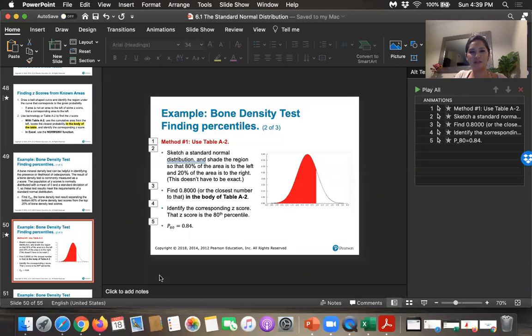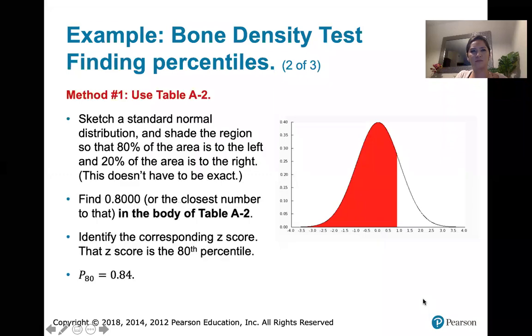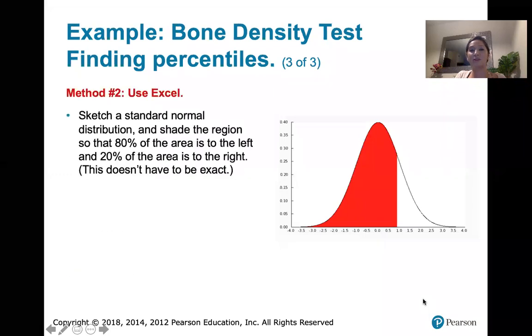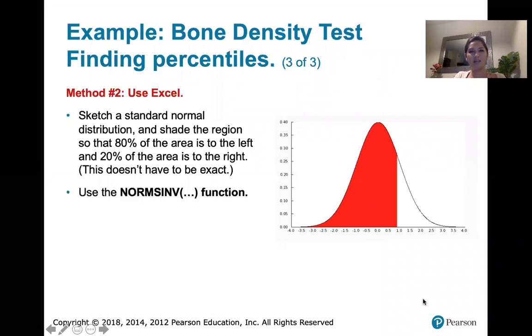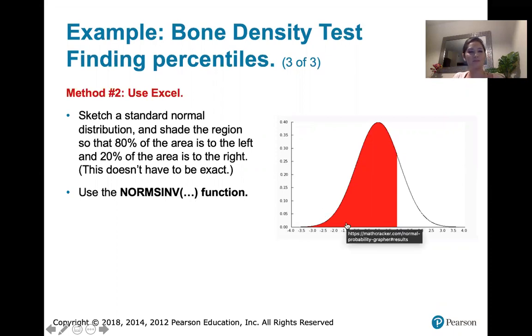Now we can also use Excel to do this. So here's how we use Excel. We do the same thing. We start by drawing our graph. And then I use that NORM.S.INV function. That S is for standard normal. So this is a standard normal inverse function. And all you type in those parentheses is the area to the left.